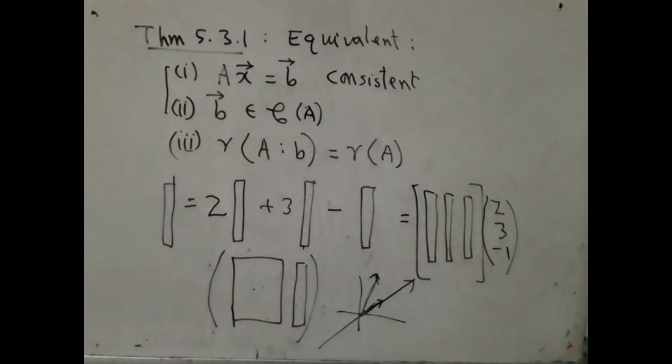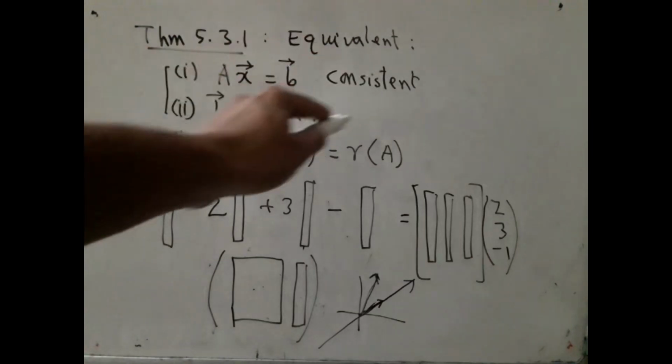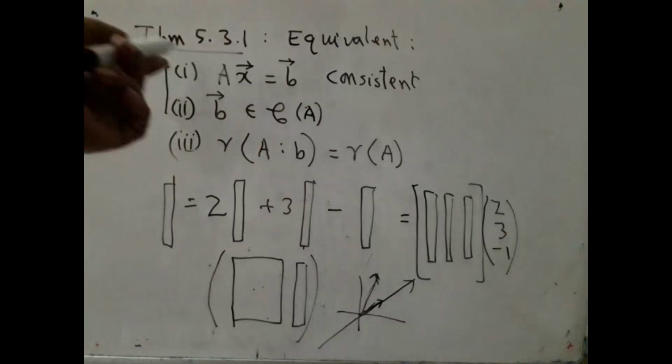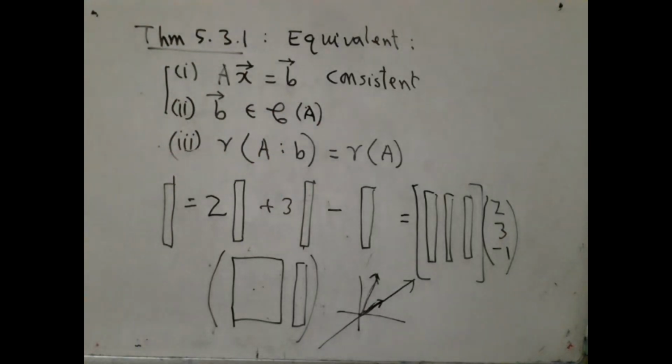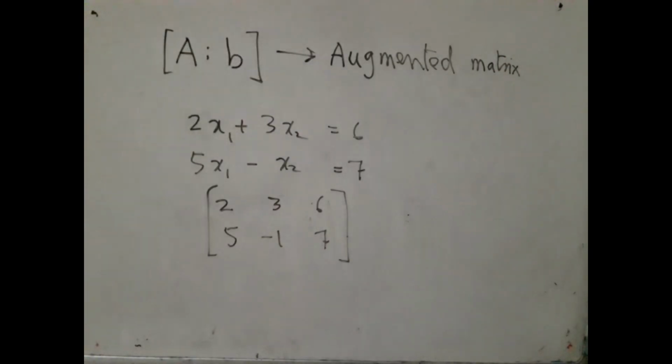So all these three are equivalent, but remember that the equivalence of these two is little more than notation. This is written in terms of vectors and this is written in terms of matrices. This equivalence is just an unnecessary appendage. This is called the augmented matrix of the system.